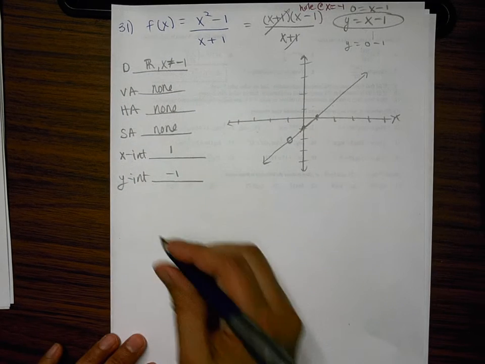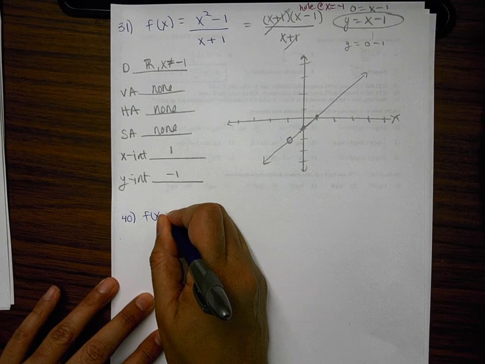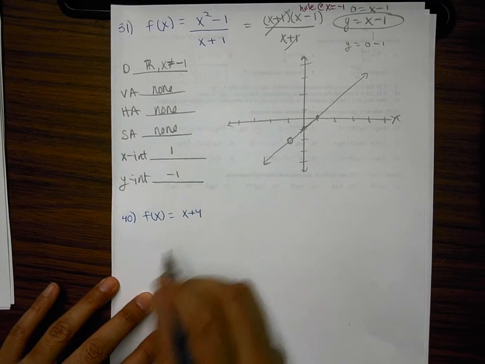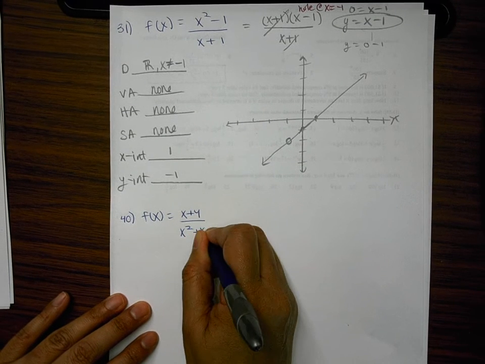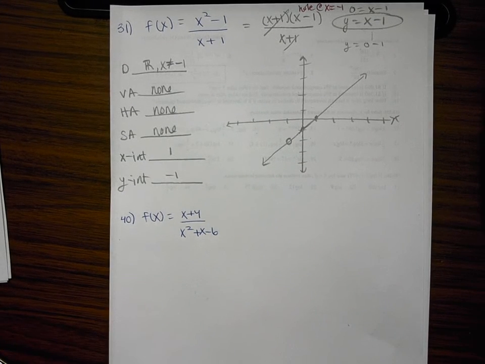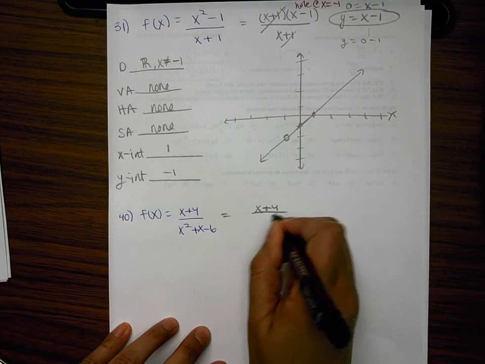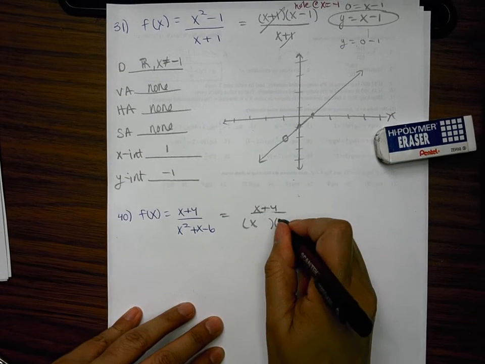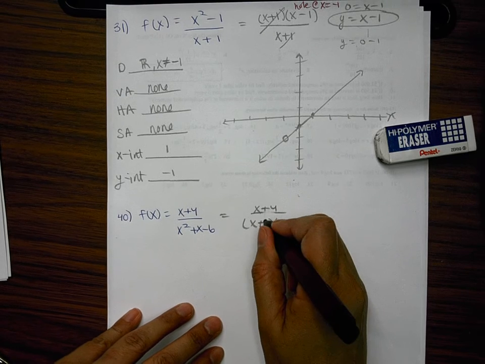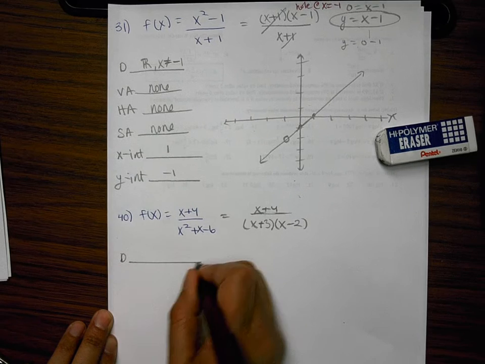Oh, I'm going to leave it up, and I'm going to do 40 at the bottom. F of x equals x plus 4 over x squared plus x minus 6. Okay, factor: x plus 4 over x plus 3, x minus 2. Nothing reduces, so I'm going to go straight to finding everything.